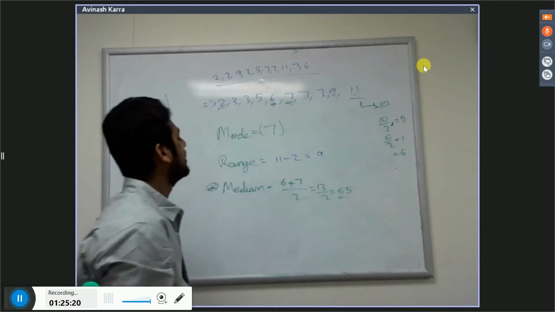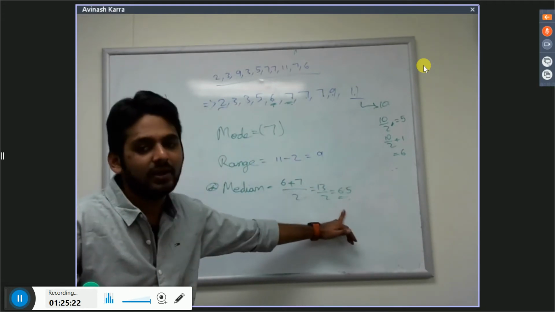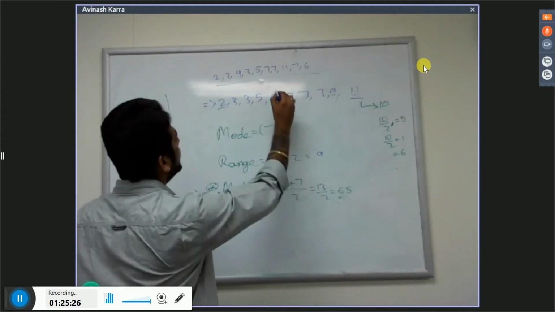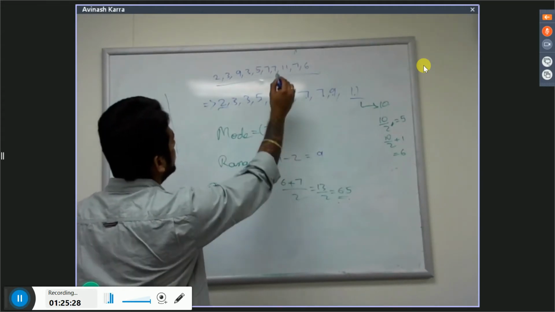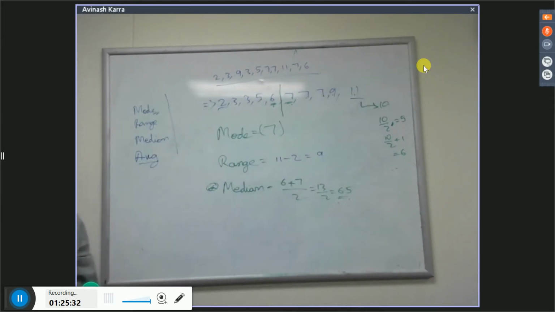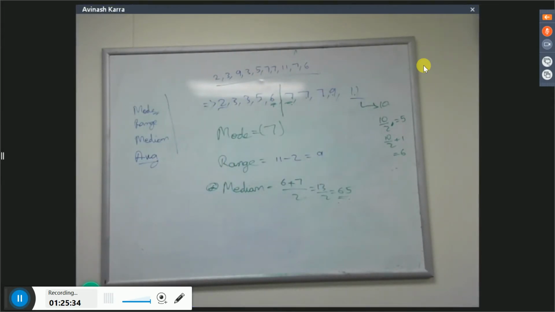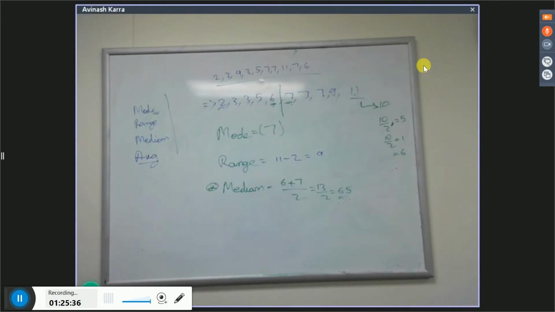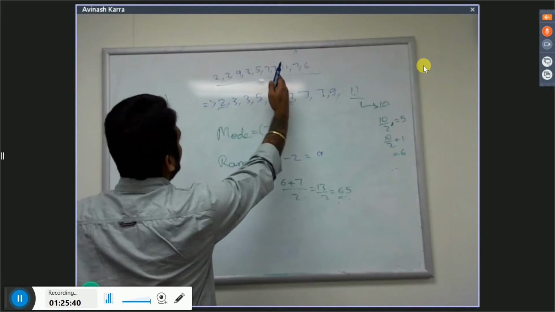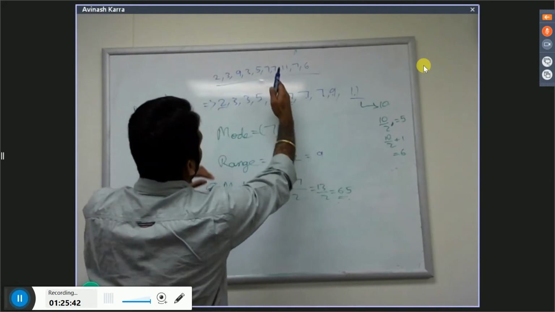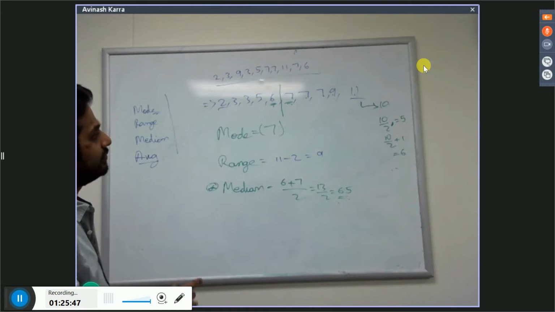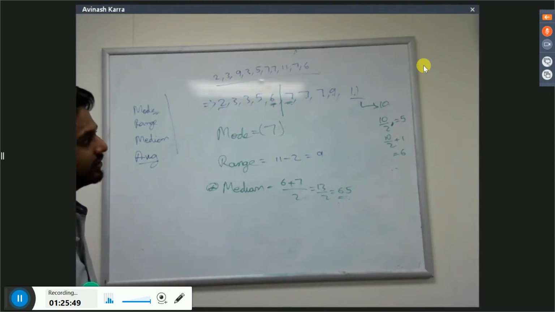6.5 is the median. Actually, what is a median? Median is nothing but the value which divides the sequence into 2 equal parts. Okay? Understood?